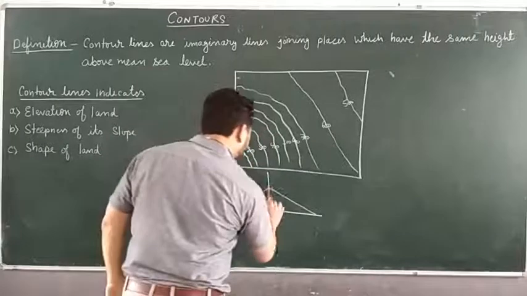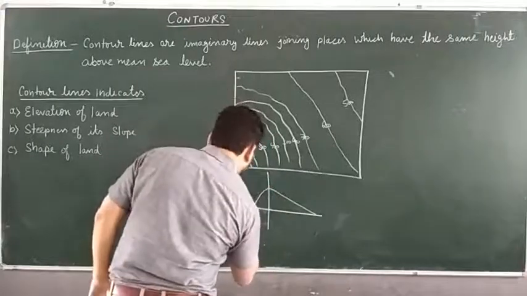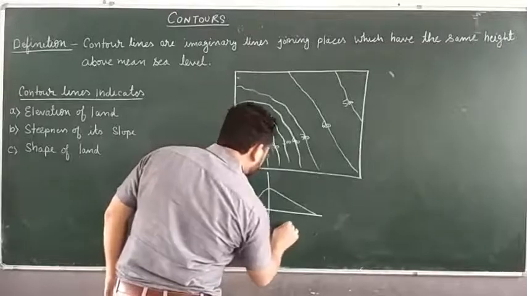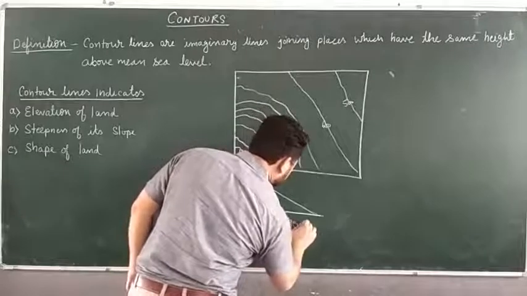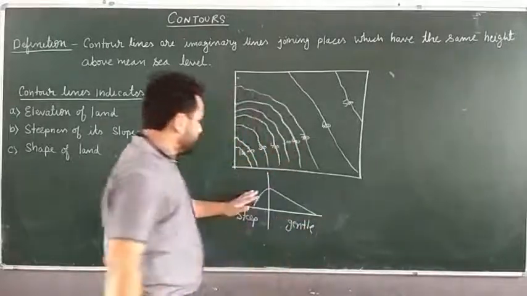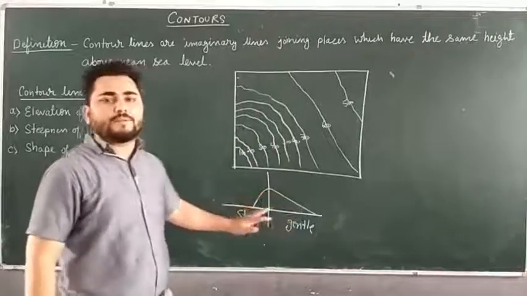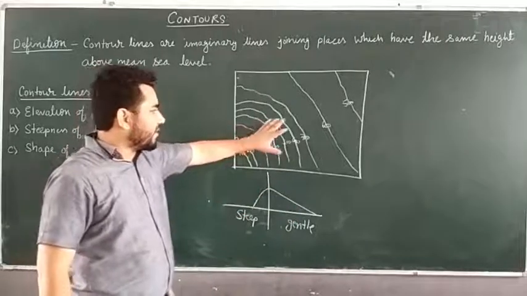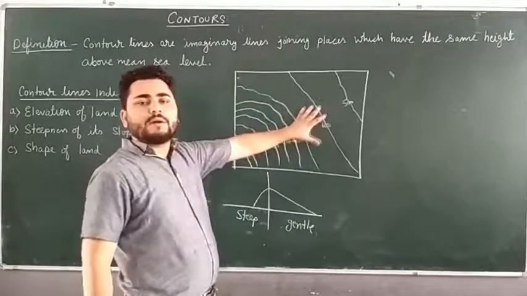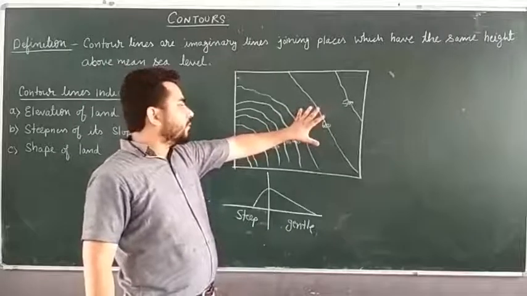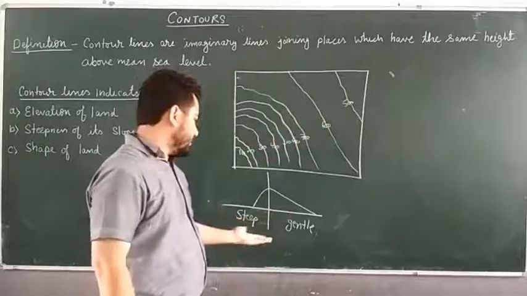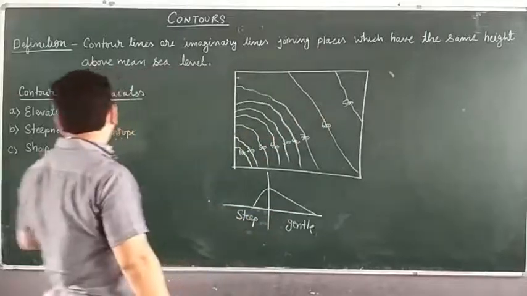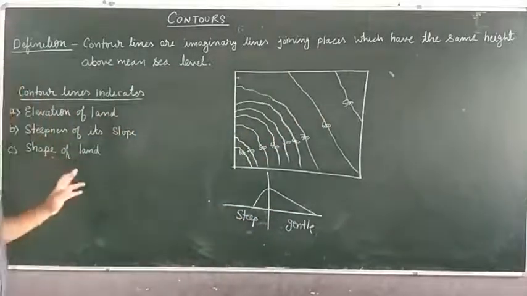This is a steep slope, and this is a gentle slope. This is a steep slope. This is a gentle slope, right? For the steep slope, we have very dense lines, and for this, the lines are very far away from each other. Clear? So like this, you will come to know about the steepness of its slope.